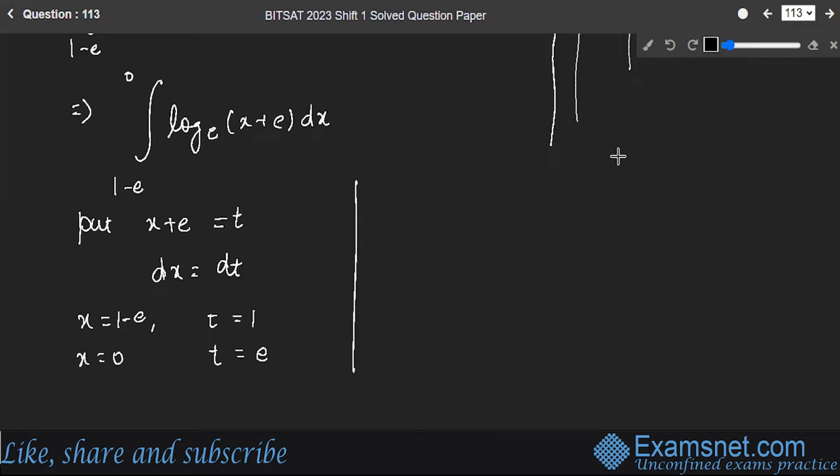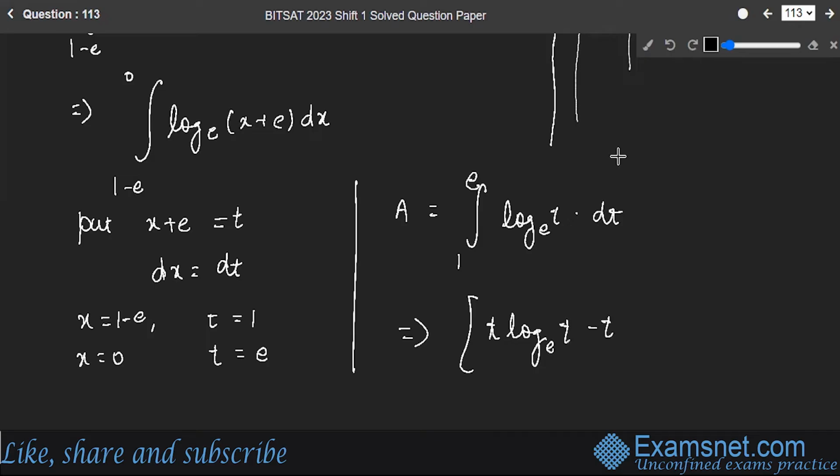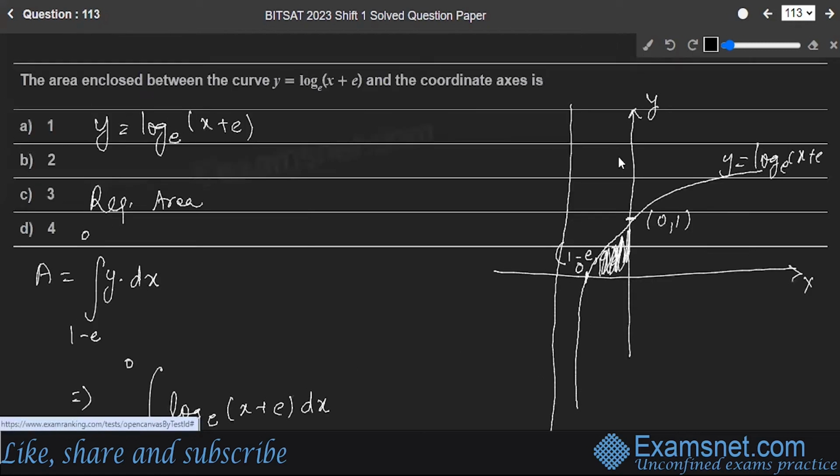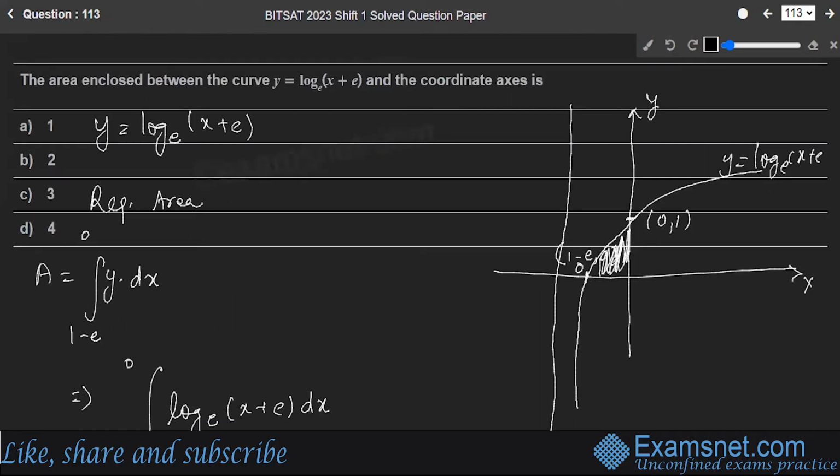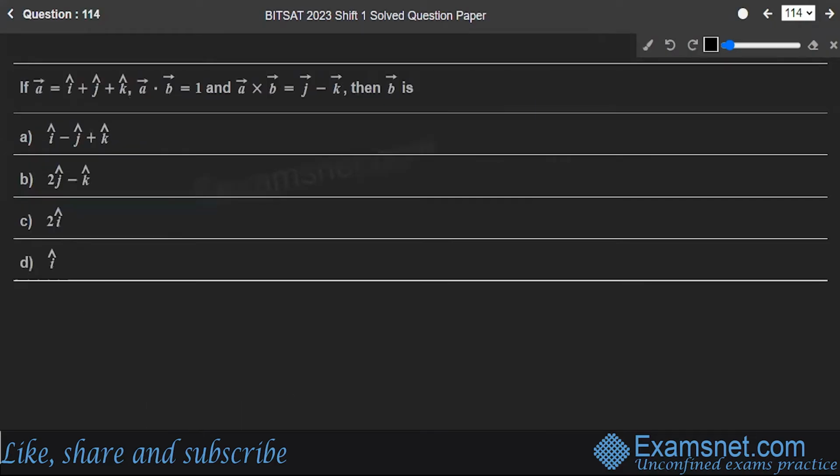Now the required area will be equal to the integral from 1 to e of log e t dt. So this is equal to t log e t minus t, and the limits will be the same, 1 to e. So on opening, this will give you e minus 0 plus 1, which is equal to 1. So you have option A as the correct answer. Hope you understood this. Next is question number 114.